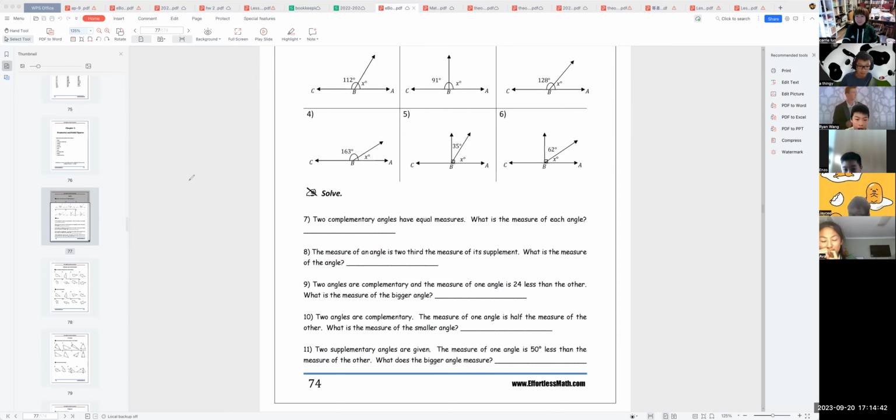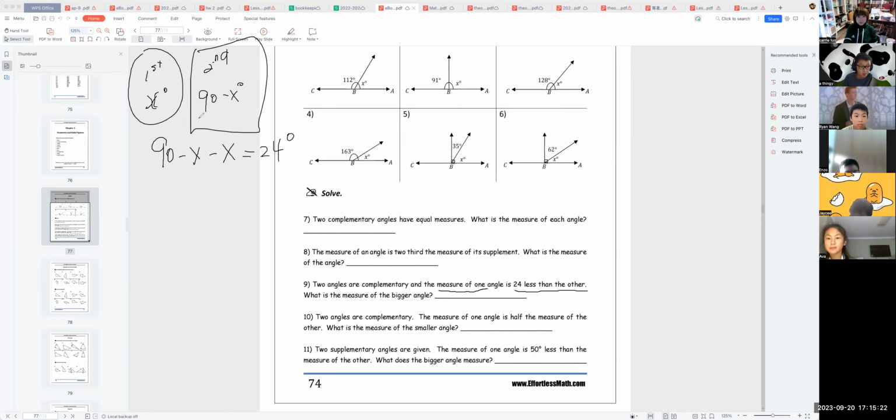Okay, so everybody, do you know how to do this one? So Ava, if you want, the first angle is, for instance, X degrees. And the second one is what? Is it 90 minus X degrees? Correct, everybody? Right, because two angles are complementary to each other, right? And the measurement of one angle is 24 less than the other. Okay, now we'll just write 90 minus X, the second one minus the first one equals 24. Do you understand? Correct, because I just said this is the bigger one and this is the small one. So this bigger one minus a small one equals 24. Don't you get it, everybody? So now please tell me, what is the measurement of X?